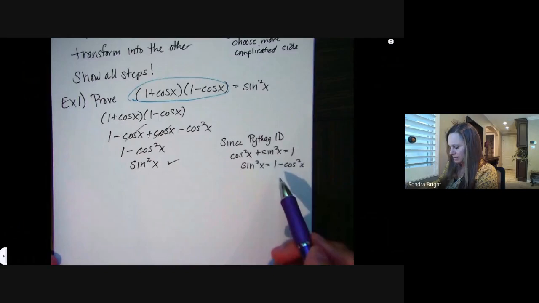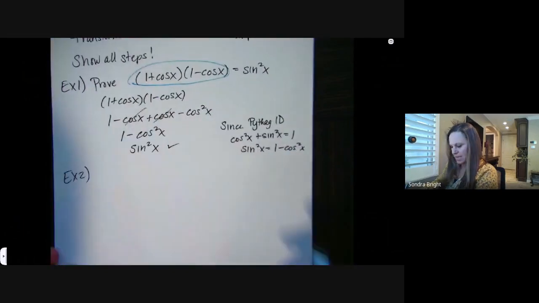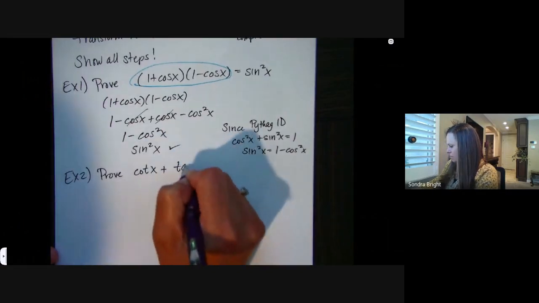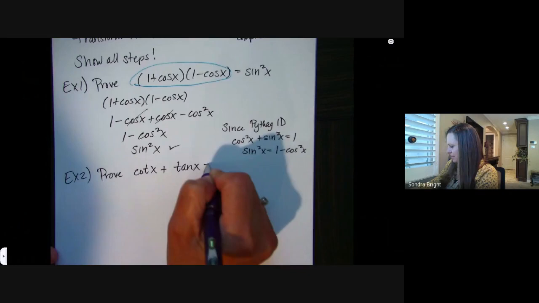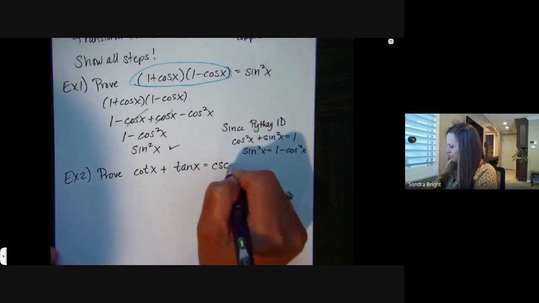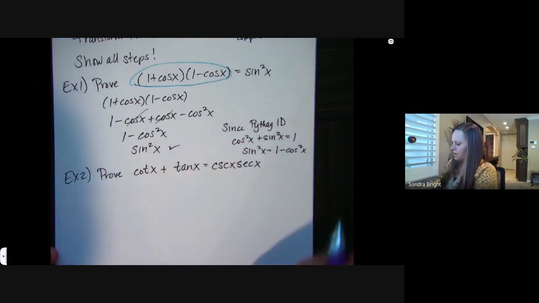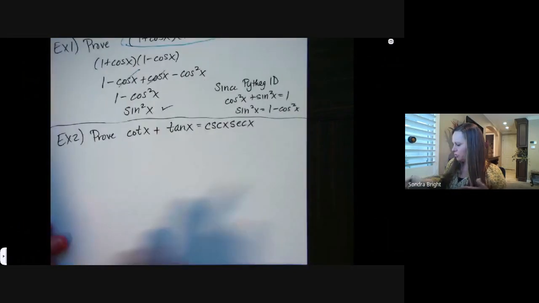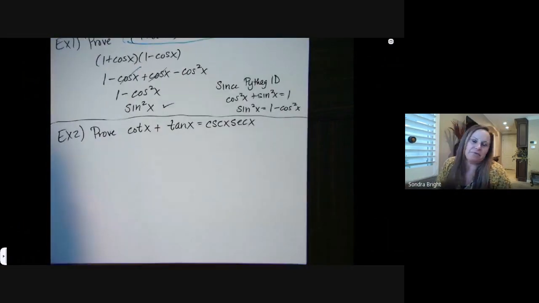How about let's prove that cotangent of x plus tangent of x is equal to cosecant of x times secant of x. Now, you look at this, I look at that, and I'm like, okay, neither one of them looks more complicated than the other. They both look pretty complicated, right?